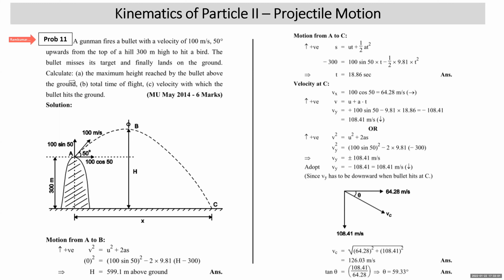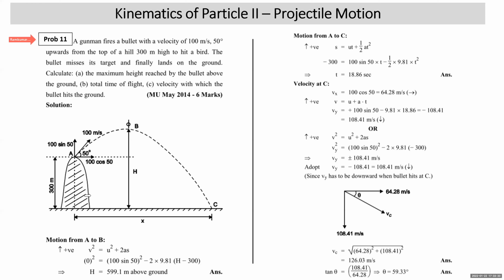Now I read problem number 11. A gunman fires a bullet with a velocity of 100 meter per second, 50 degree upward. That means it is thrown at an angle of elevation from the top of a hill, 300 meter height, to hit a bird. The bullet misses the target and finally lands on the ground. The path traced by the projectile is given. He is asking you to calculate the maximum height reached by the bullet above the ground, the total time of flight, and the velocity with which the bullet hits the ground.